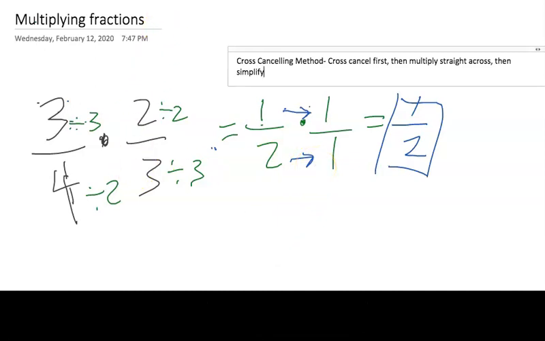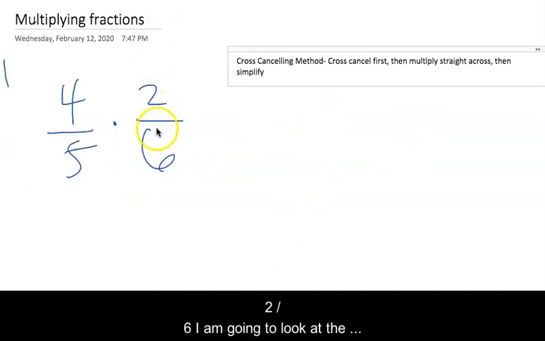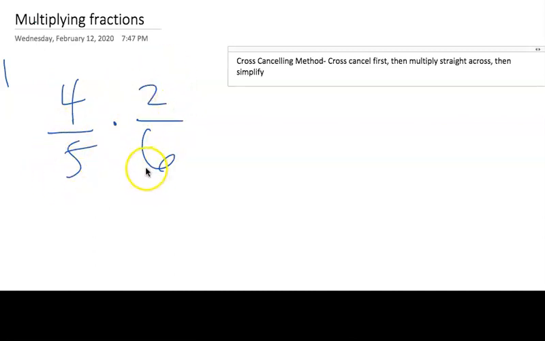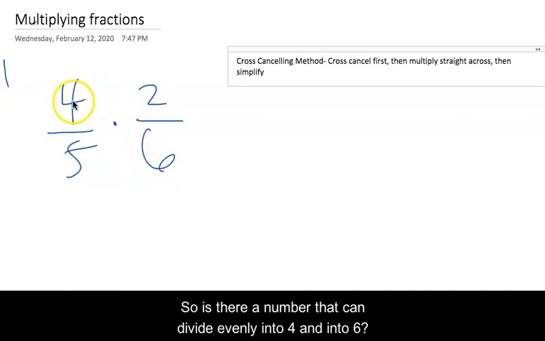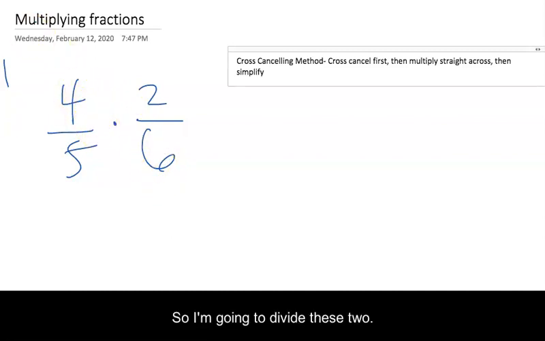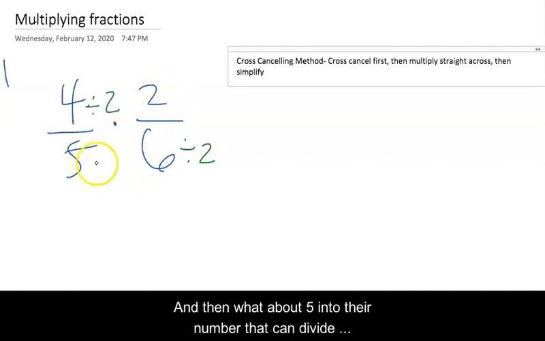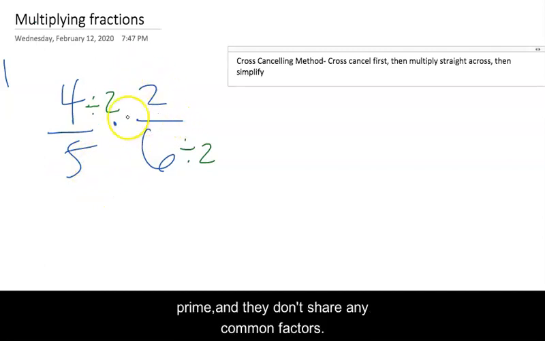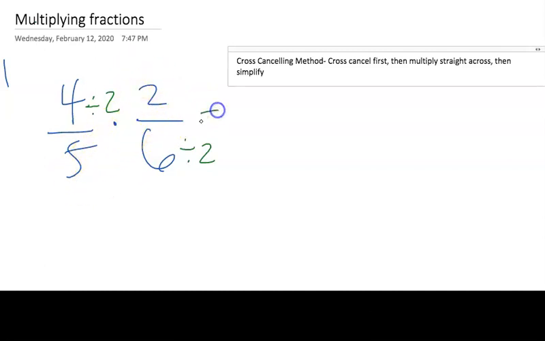Example, we have 4/5 times 2/6. So I'm going to look at the numbers diagonal to each other. So I have 4 and 6 are diagonal to each other, and I have 5 and 2 are diagonal to each other. So is there a number that can divide evenly into 4 and into 6? Well, definitely 2, right? Because they're both even. So I'm going to divide these two, 4 and 6, by 2. So I'm going to divide this by 2, and I'm going to divide this by 2. And then what about 5 and 2? Is there a number that can divide evenly between 5 and 2? Well, not really. 5's a prime and 2's a prime, and they don't share any common factors. So we're just going to go with what we have.